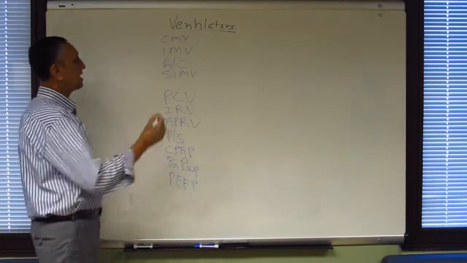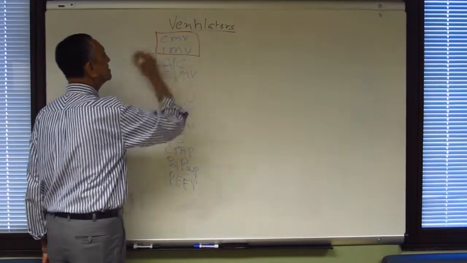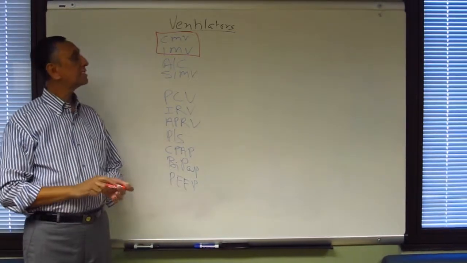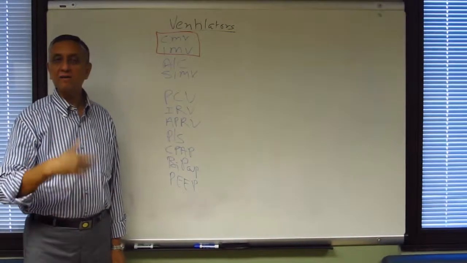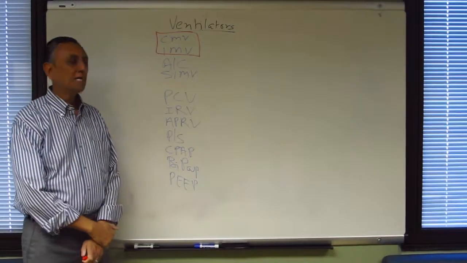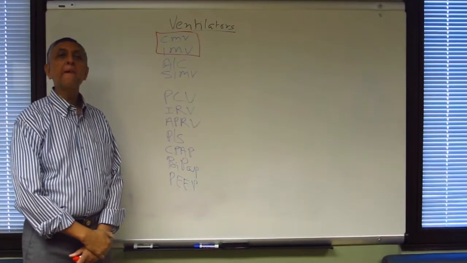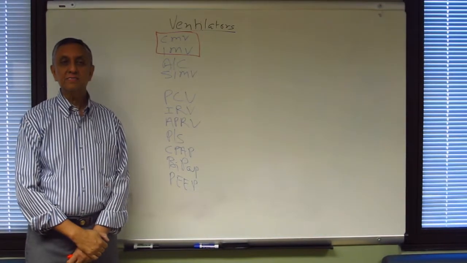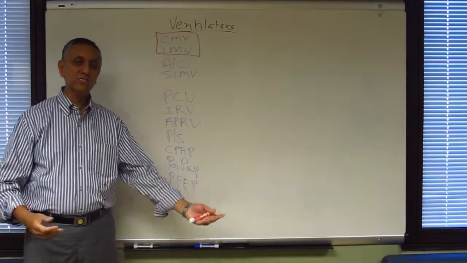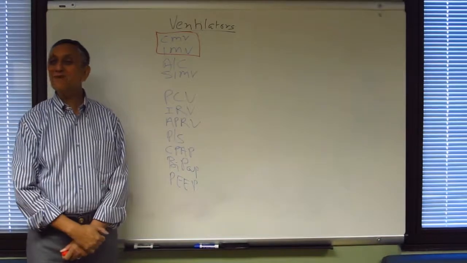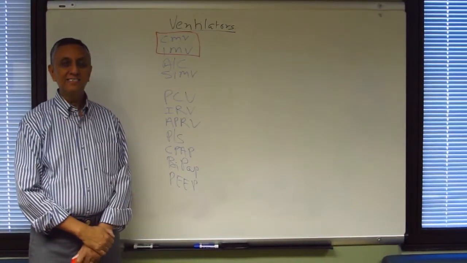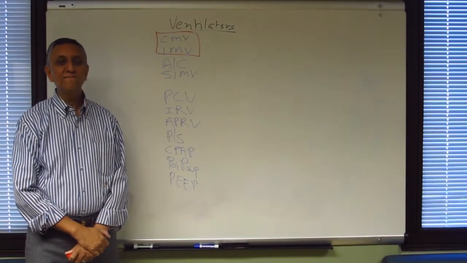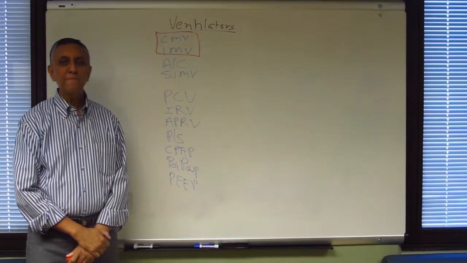Let's start with CMV and IMV. What do they stand for? Controlled mandatory ventilation. Controlled, continuous, mandatory, mechanical, whatever terms you want to use. So that's CMV. What about IMV? Intermittent mechanical ventilation. What's the difference between the two? Besides the words suggesting continuous and intermittent, in CMV the ventilator determines all the inspiratory cycles. All the ventilations are controlled by the ventilator.